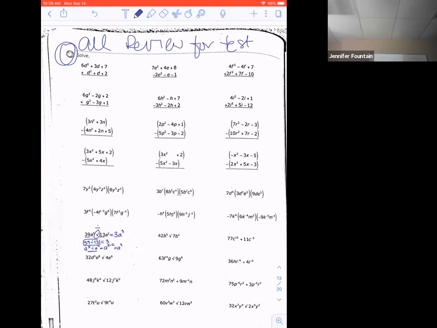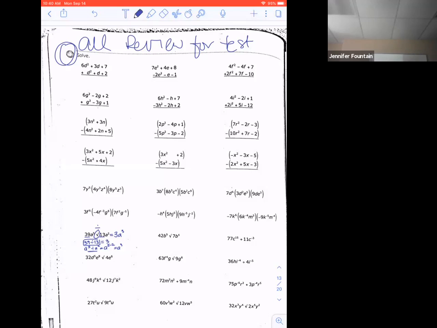So the first one, I have 6d squared plus 3d plus 7 plus d squared plus d plus 2, and your answer should be 7d squared plus 4d plus 9. Underneath that one, your answer is 7g squared minus 5g plus 3. Underneath that one, negative n squared plus n minus 5. And then the last one in that column, negative 2x squared plus x plus 2. Questions? Any of those you would like me to work?